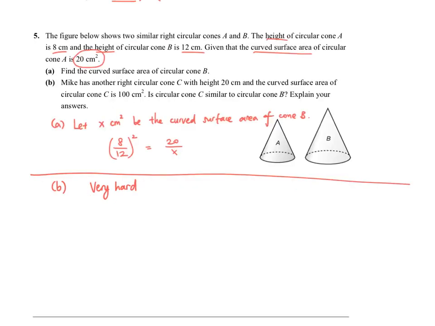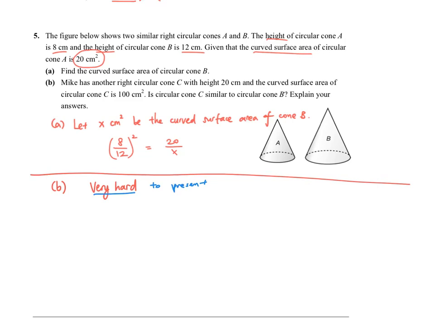So for part B, you can see that there is another cone C, and you have to judge whether it is a similar cone to cone B or not. I would think part B is very hard to present only. But the idea is not really that hard because you only need to check whether the length ratio squared is the area ratio. If so, then it may be. You still cannot say it must be, it may be, but if it is not, then it must not be.